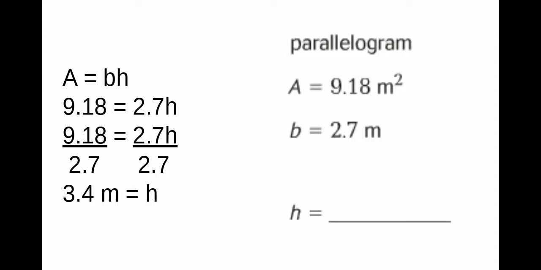Next up, we have another parallelogram, missing height. Same thing, substitute the values you have to find the value you don't have. We don't have the h, so we're going to leave this just as h. You divide both sides by 2.7. You balance your equation, and you end up getting 3.4 meters is the abbreviation, the lowercase m right there.